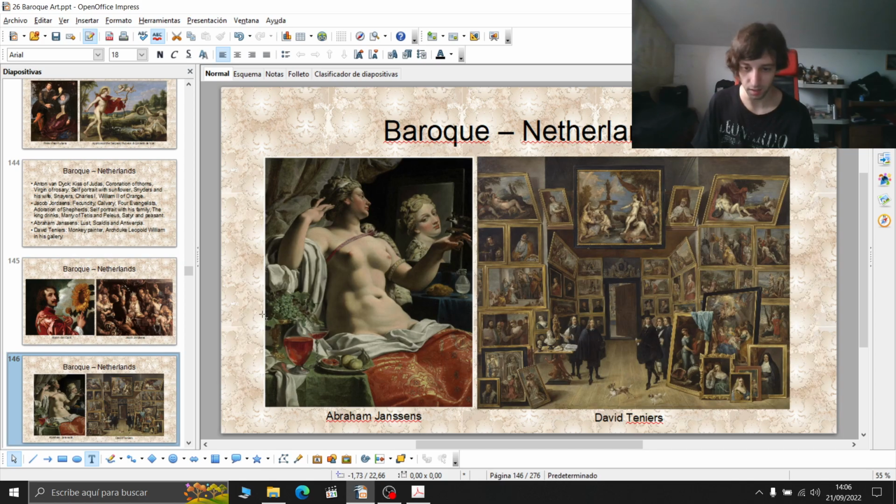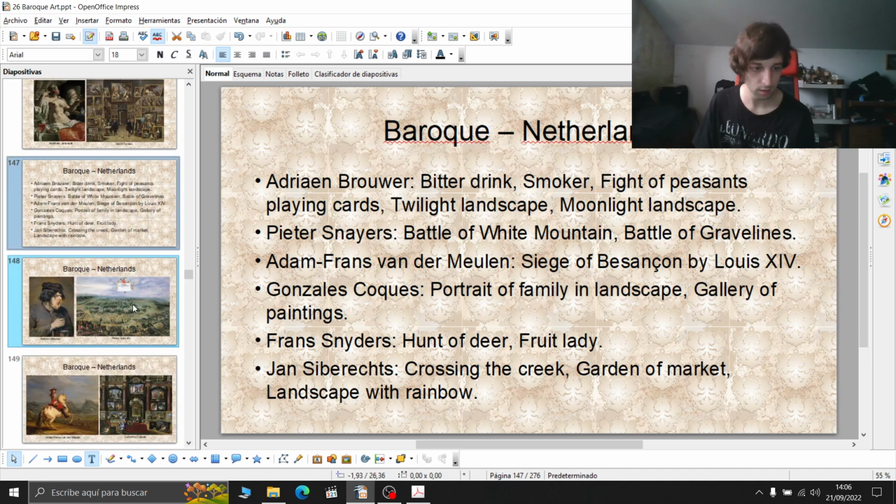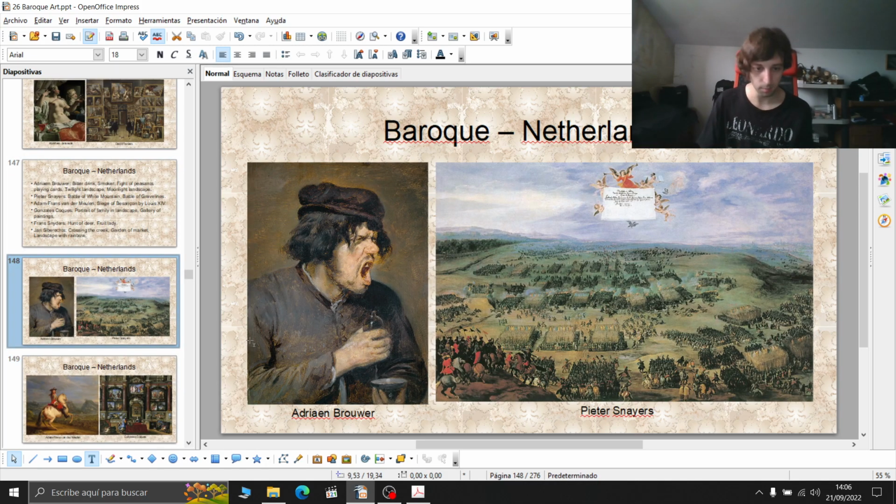This one is very cool. A painting of paintings. Adriaen Brouwer, Peter Snyders, Adam Frans van der Meulen, González Coques, Frans Snyders, and Jan Siberechts. Here is one example of each one.